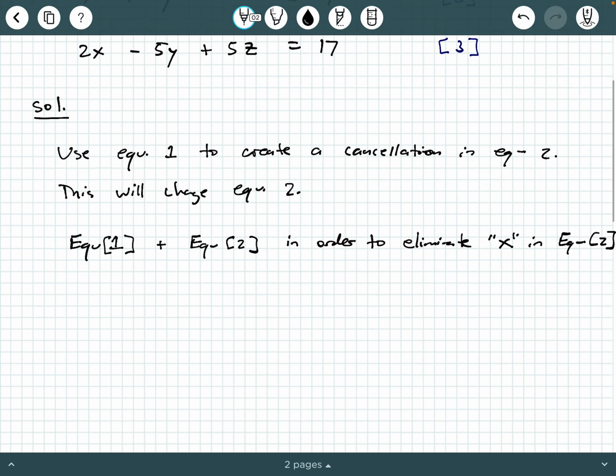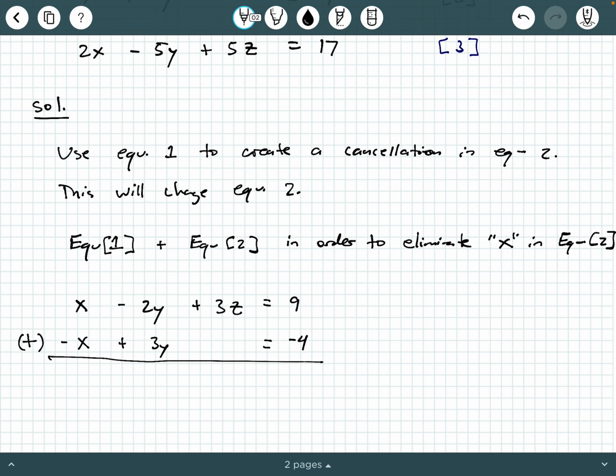Okay, so the first thing I'm going to do is rewrite both equations. x minus 2y plus 3z equals 9, and then we've got negative x plus 3y equals negative 4. And I'm not going to mess with equation 3 for now, okay? I'm going to leave equation 3 alone for now. So we can create this convenient cancellation. We see you have positive x and negative x wipe each other out. And then what are you left with? Well, you're left with y plus 3z equals 5, okay?